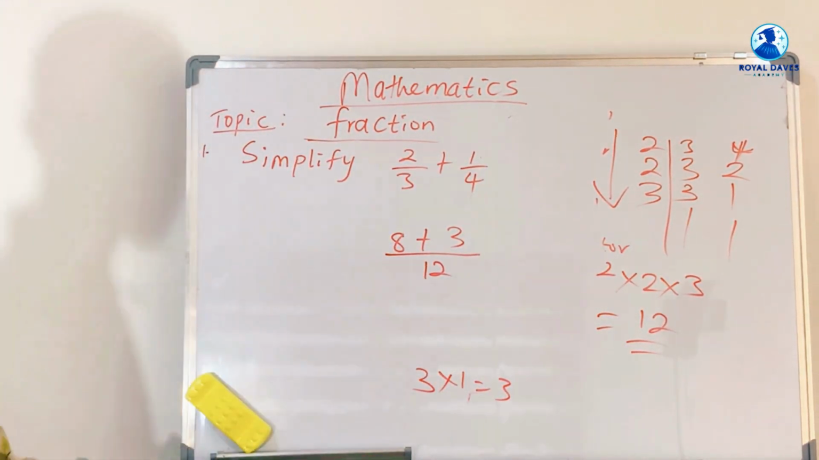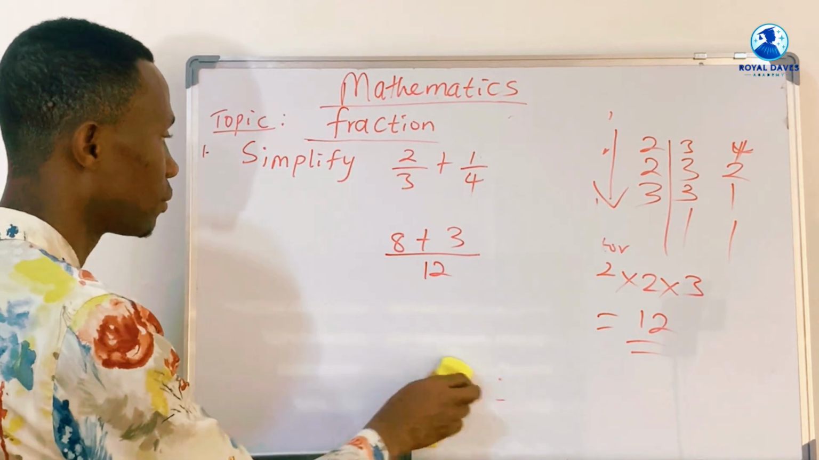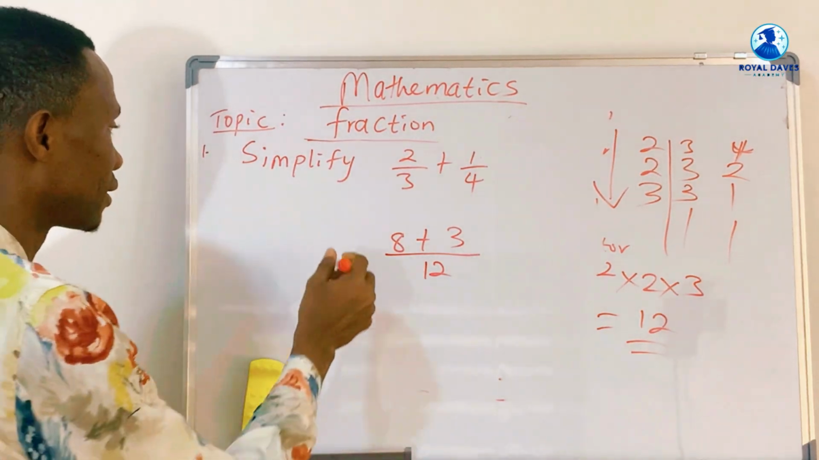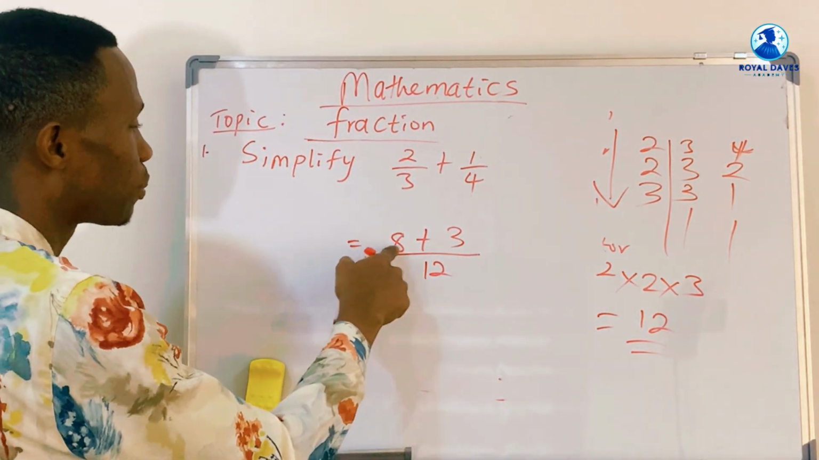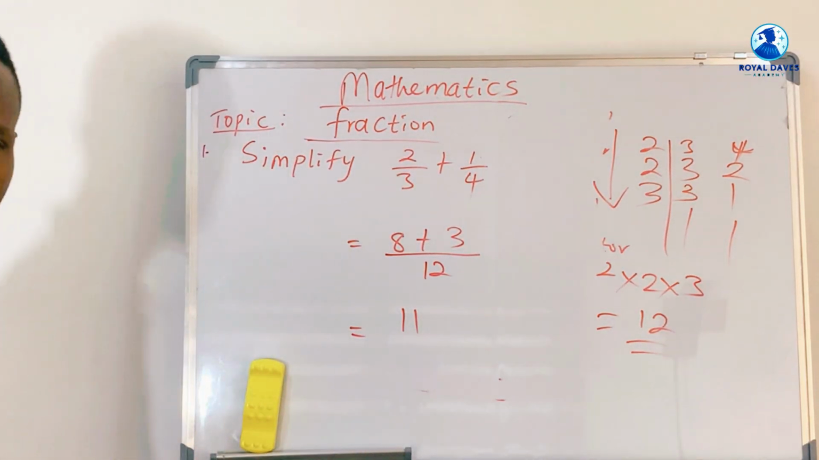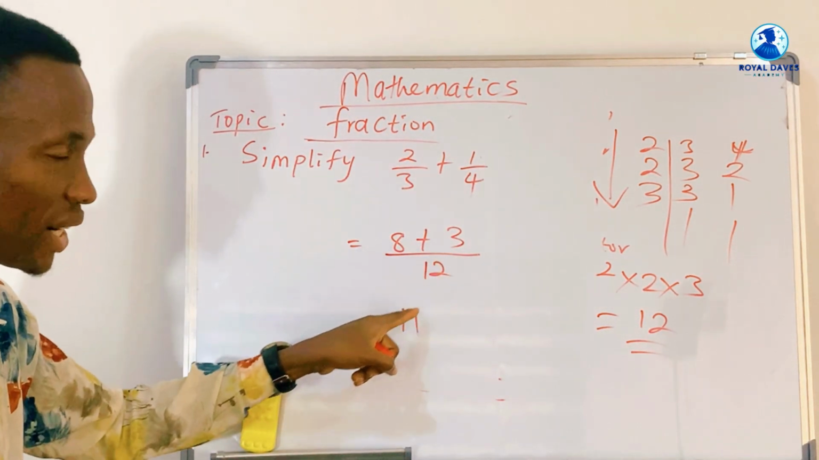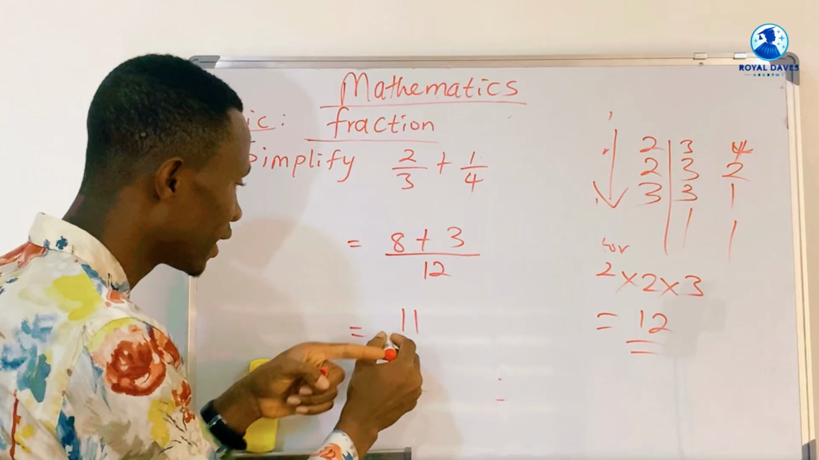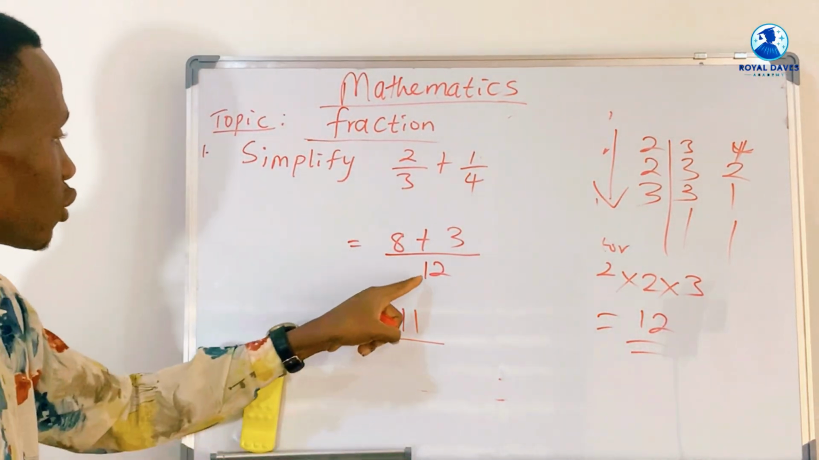So we are done with the second step. The third step now is to add and then divide. That's our third step. 8 plus 3 will give you 11. Put your division sign back and write what? Your 12.